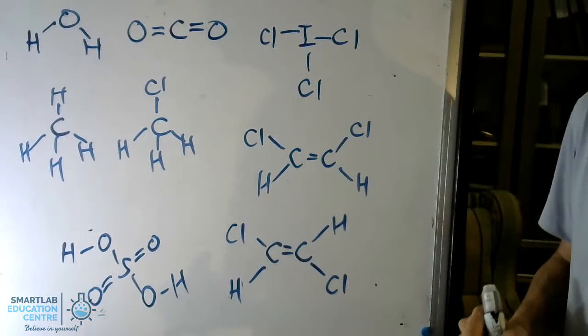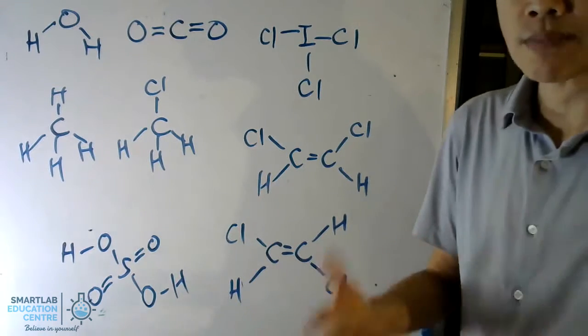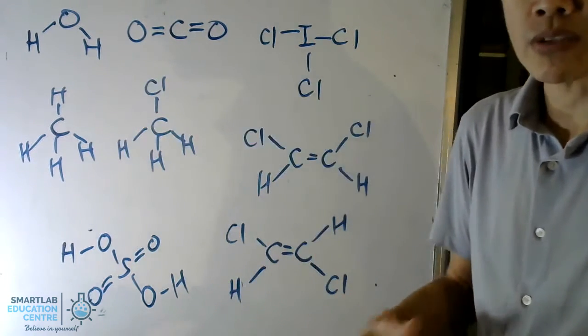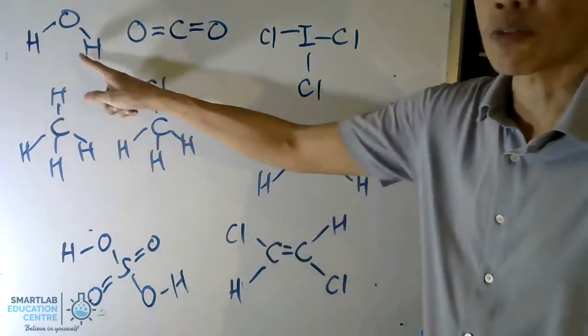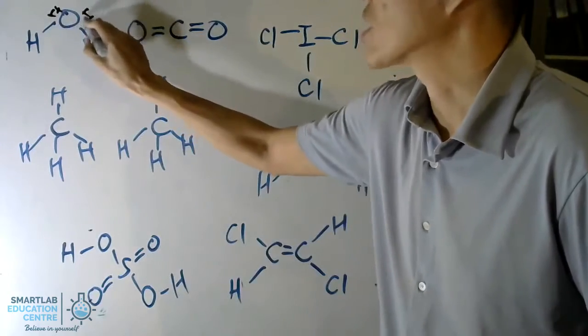Okay, let's take a look at how we decide whether a simple covalent molecule is polar or non-polar. The first step is to look at the dot-and-cross diagram, and from it get an idea of the shape of the molecule. Like in the case of water, we know it is bent, so it has two lone pairs.